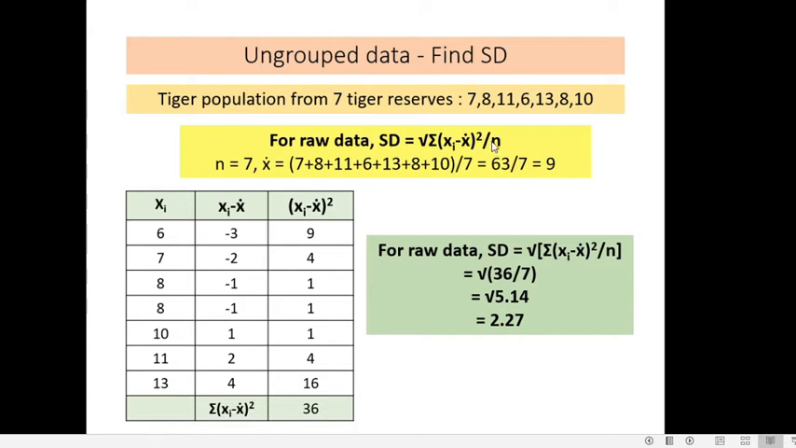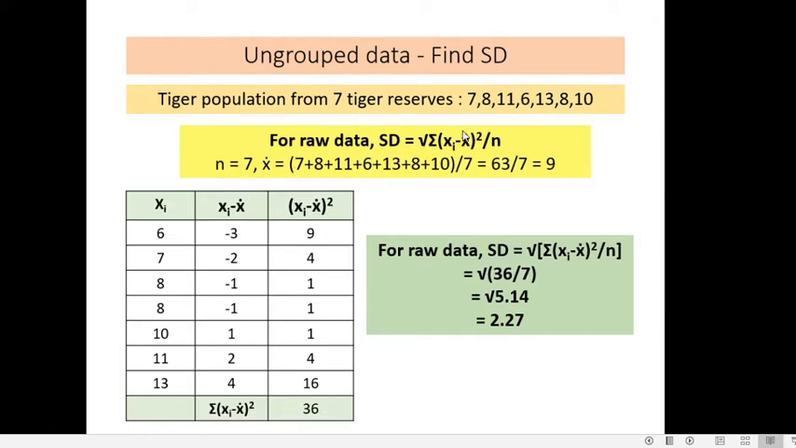Here small n is equal to 7, that means we have only 7 observations. First we have to calculate the mean, and the total number of observations is 7. In the first reserve you got 7, in the second reserve 8, in the third reserve 11, like that. The number of observations is 7, that means you have collected data from 7 tiger reserves.